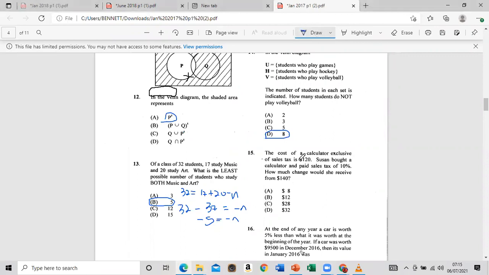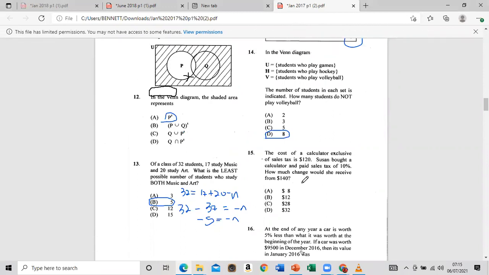All right, guys, back to our original now. The cost of a calculator exclusive of sales tax is 120. Susan bought a calculator and paid sales tax of 10%. How much change would she receive from $140? Now, exclusive means it's not included. If it was inclusive, it would have been inside of it, but it's not. So it's exclusive, no tax on the money.